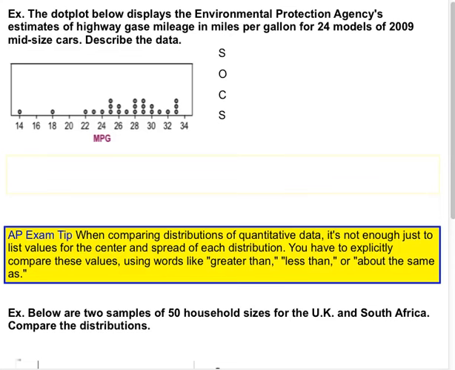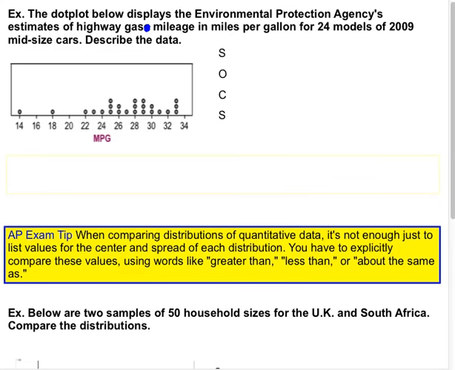All right, so let's talk about this. The dot plot below displays the Environmental Protection Agency's estimates of highway gas mileage, in miles per gallon, for 24 models of 2009 mid-size cars. Describe the data. So they're asking us to describe quantitative data. We're going to use SOCS. Now what I recommend is writing out SOCS, kind of sketching out what your answers are, and then writing complete sentences about it. Okay? So, S for shape.